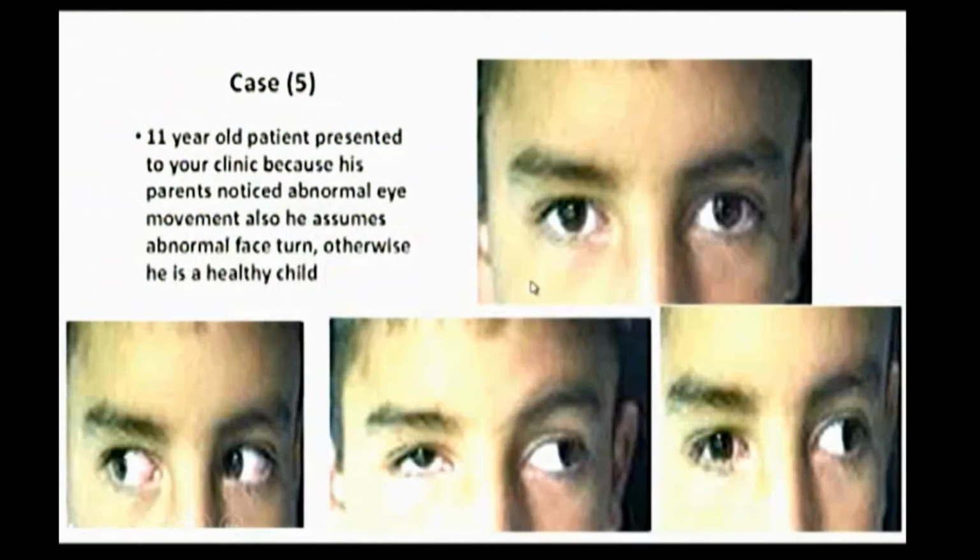5, this is a patient, 16-year-old, presented to the clinic because of abnormal eye movements and a face turn. Otherwise, he's a healthy patient. Question is, what is the finding that you see in this patient? Primary position and 3 positions of gaze. What is your differential diagnosis? Most likely diagnosis. What are the surgical indications for this patient?